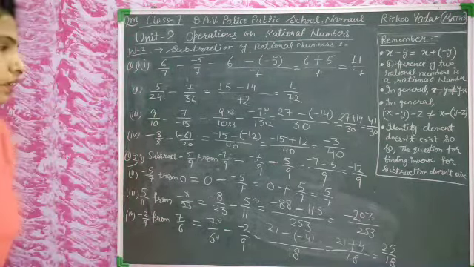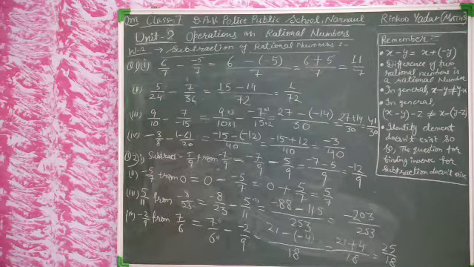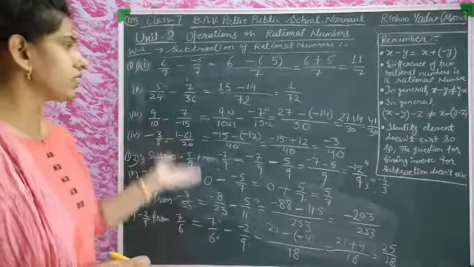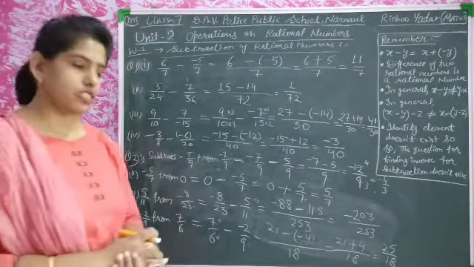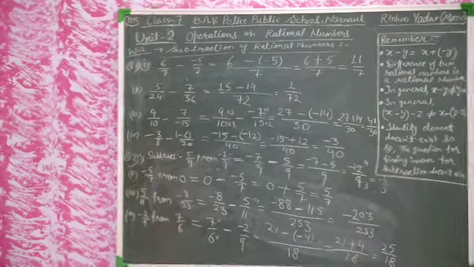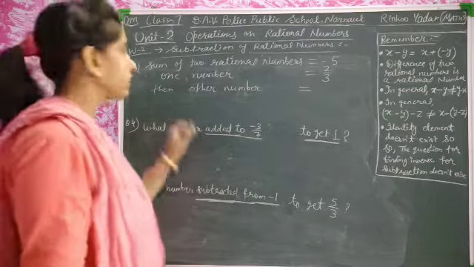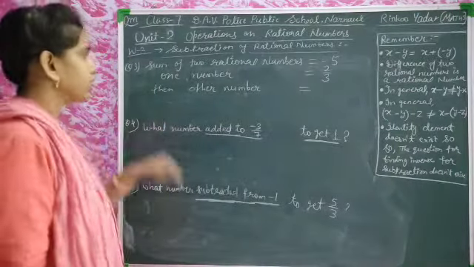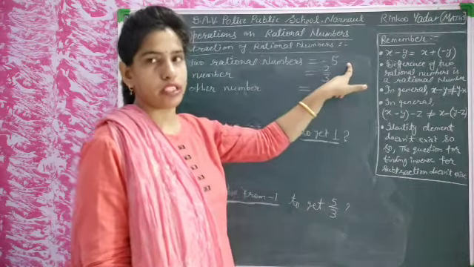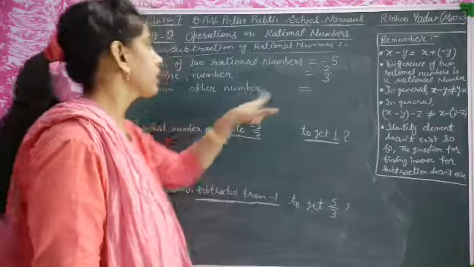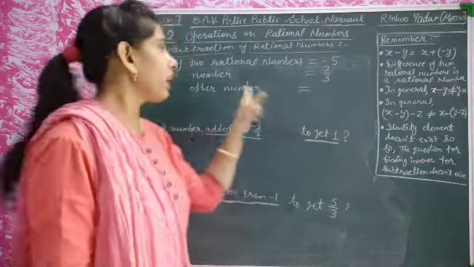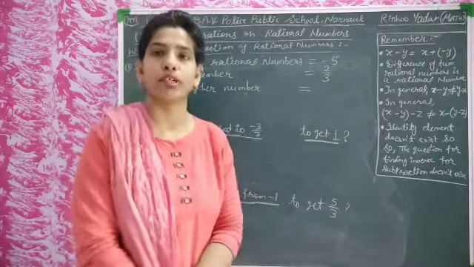Okay, students. Now we will go to the next question. These were question numbers first and second. Now question number third. In question number 3, the sum of two rational numbers is minus 5. This is given here, and one number is 2 by 3. We have to find the other number.